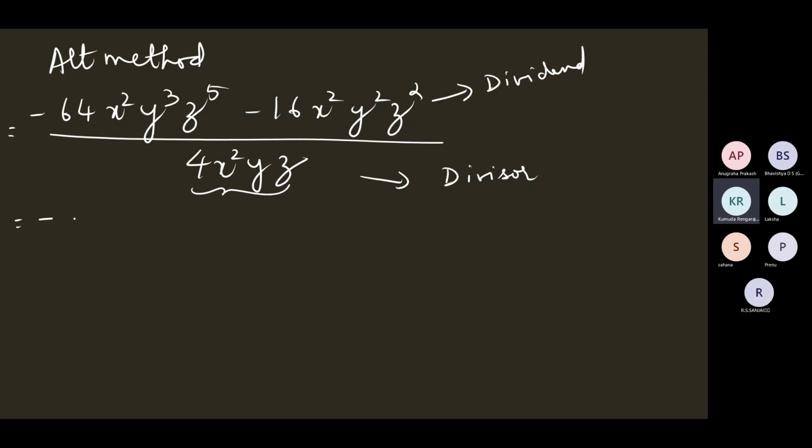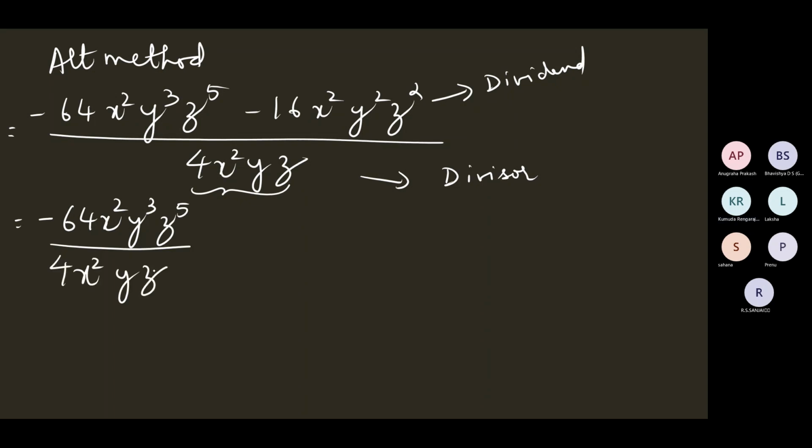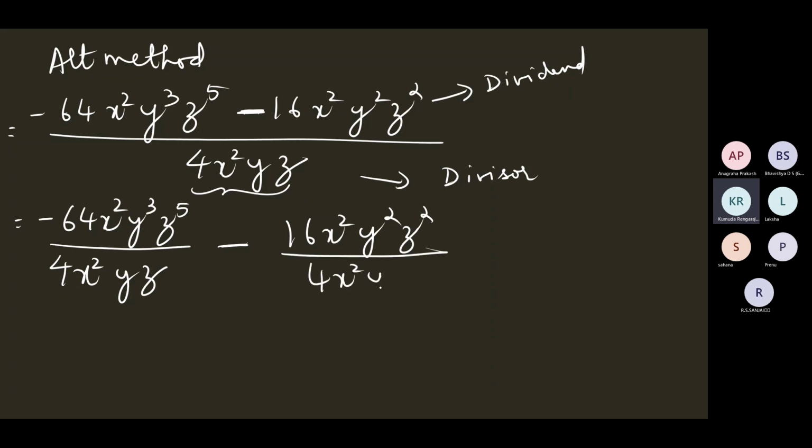Divide the first term of the dividend, that is minus 64x squared y cubed z to the power 5, by the divisor, which is a monomial. Then put the sign as it is in the middle, put this minus sign as it is, and the next term, 16x squared y squared z squared, divided by the monomial divisor, 4x squared yz.